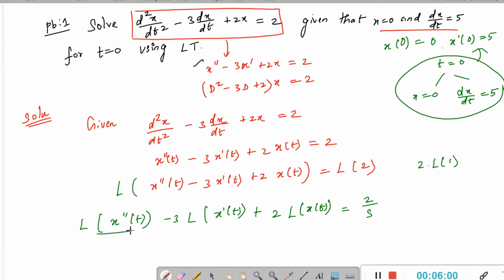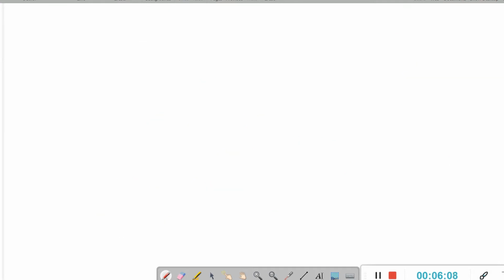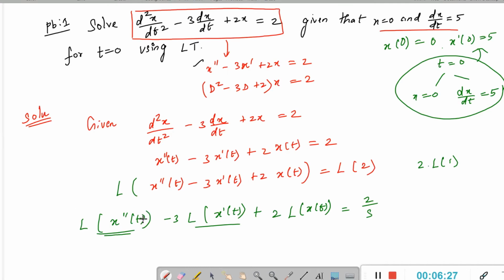Now I am going to apply the formula for Laplace transform of derivative. If you apply, you may get s square into L of x of t minus s into x of 0 minus x dash of 0. So for the first term, I have used the formula. Similarly, you have to use the formula for the second term also, because the first two terms are derivatives. We are finding the Laplace transform of a derivative, so that's why I have applied the formula.